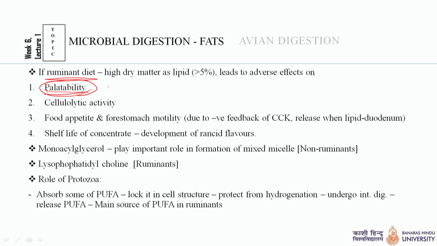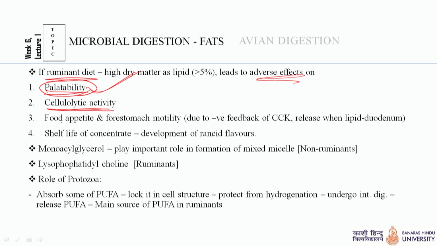So if any diet or feed substance has more than 5% of fat in it, then it may not be palatable to the animal. That is the first important adverse effect of higher lipid concentration in the diet dry matter. The next is cellulolytic activity. How does the cellulolytic activity get decreased? That is another important adverse effect of high dry matter as lipid, that means more than 5%.